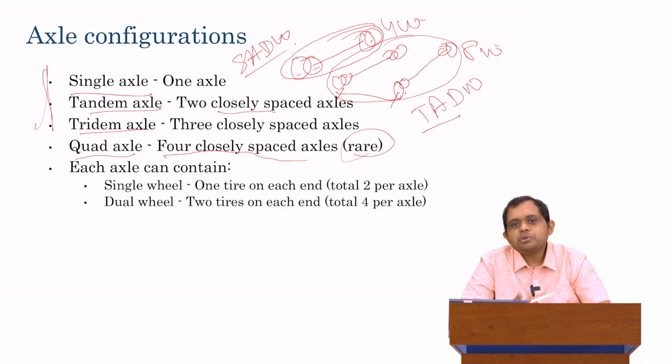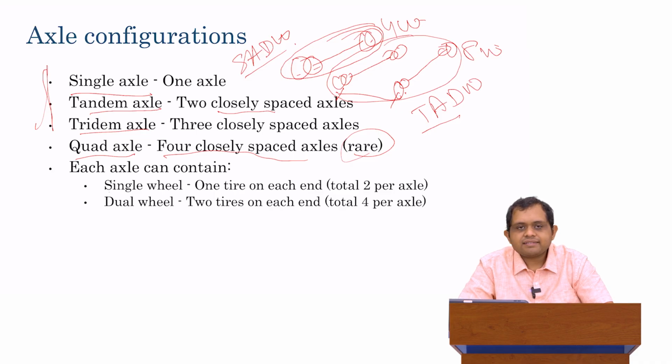Now, in theory, you can have a pent or a hex axle. In practice, we just don't find those. So single, tandem, and tridem are basically almost all the axle configurations that we have. Rarely in some very large trucks, you may have quad axles. You don't really have anything more than that, at least not yet in the way that trucks are being designed.